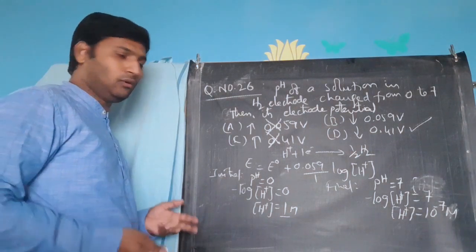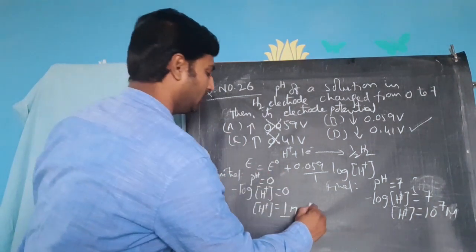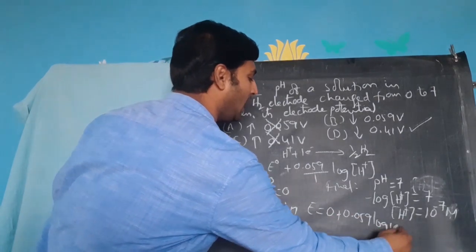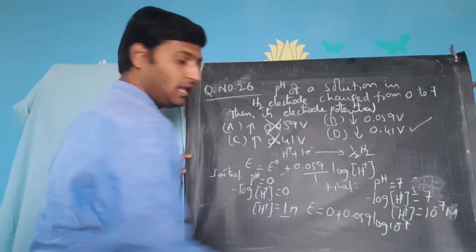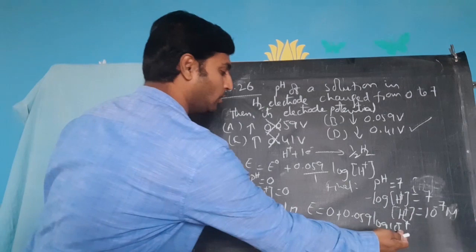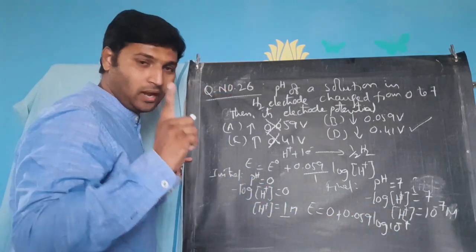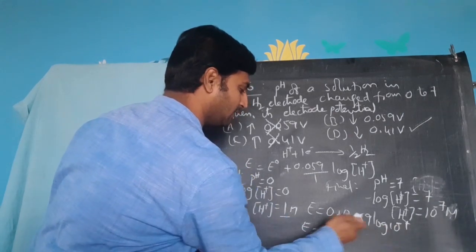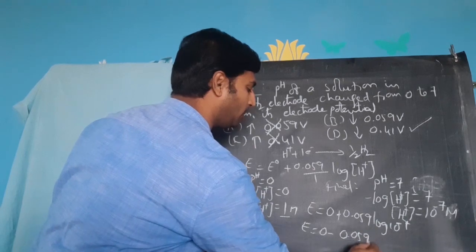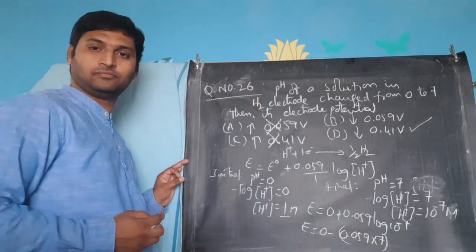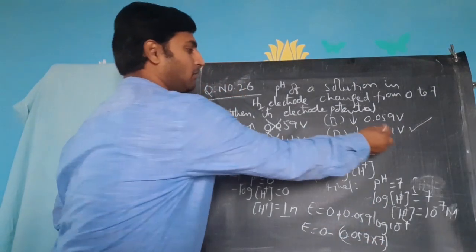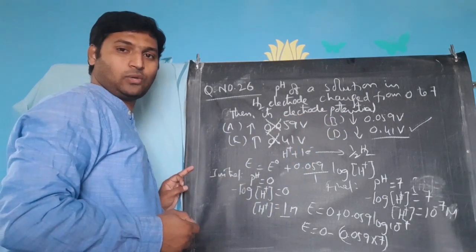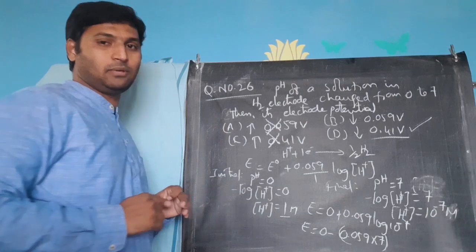If you are confused about what I am doing, I'll just solve it for you. Observe here. E is equal to E naught, which is 0, plus 0.059 log 10 power minus 7. You know very well, log A power M is M log A. So minus 7 log 10, and log 10 is 1. So what happens? 0 minus 0.059 into 7, and 0.059 into 7 comes to about 0.41. You can calculate and check it. That is the only option we are left with. Okay, clear? So that is question number 26.